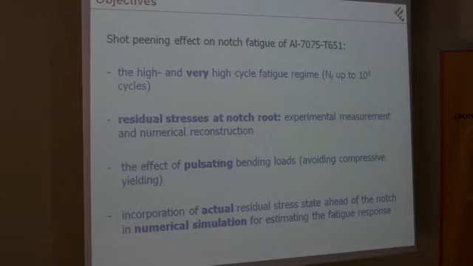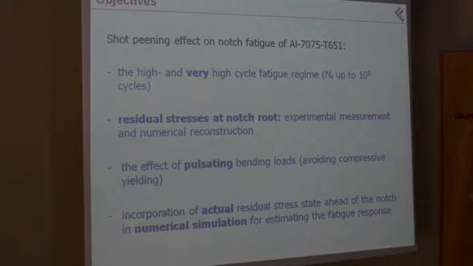We now want to enlarge our analysis, and I come to the objective of this research. We want to extend the analysis to the very high cycle fatigue regime, up to 100 million cycles, in order to investigate how effective shot-peening is in this very high fatigue life regime. Moreover, we want to study how the notch root can influence the residual stress due to shot-peening.